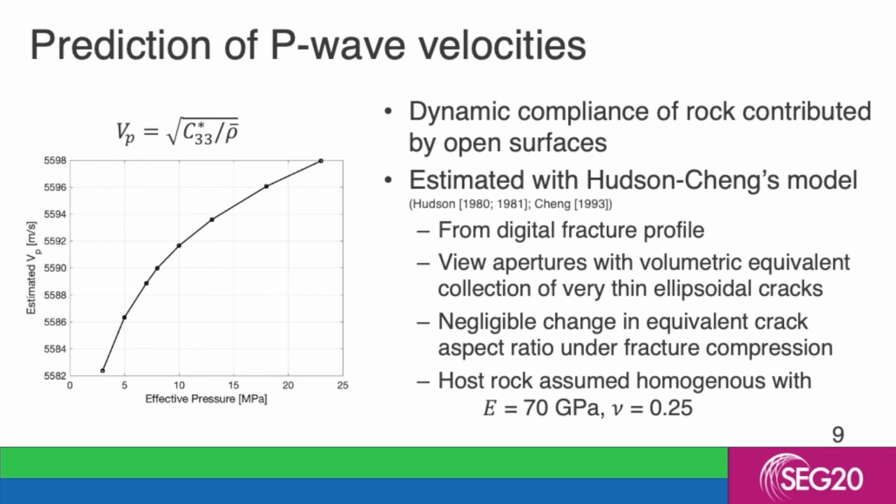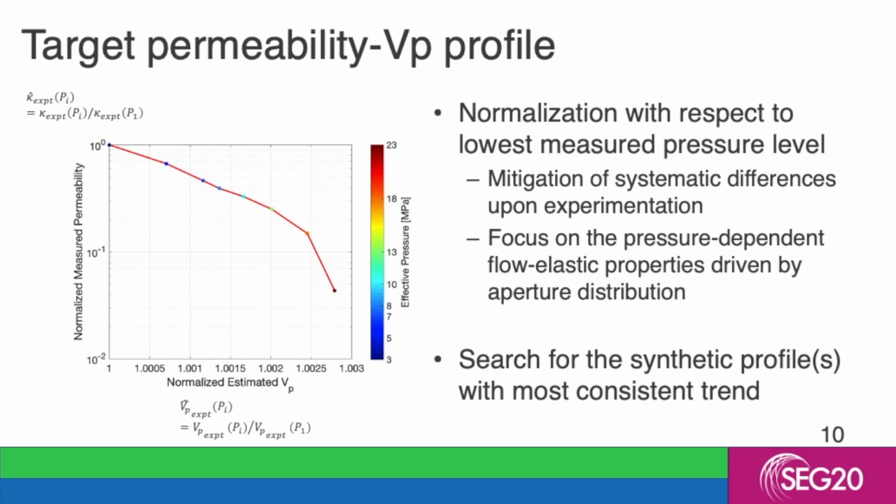It's indicating, qualitatively, that as the effective pressure increases from 3 to 23 megapascal, because 2 megapascal comes from hydraulic pressure, the P-wave velocity is estimated to be between 5,582 and 5,598 meters per second. So based on this information, we can construct our permeability and Vp profile.